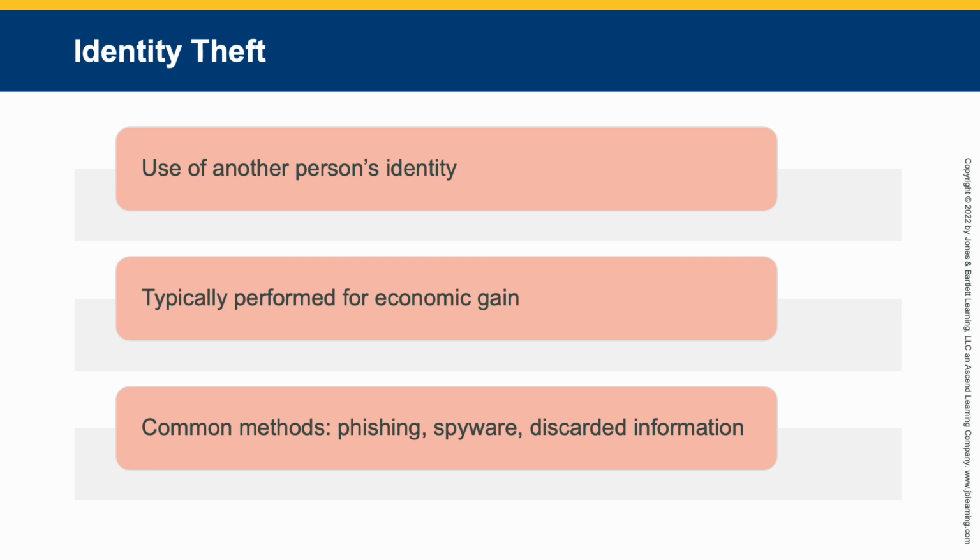Identity theft is the use of another person's identity, typically performed for economic gain. Common methods are phishing, spyware, discarded information, and the list can go on. Let's look into three of these examples.